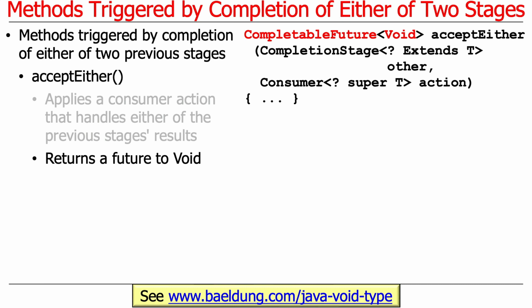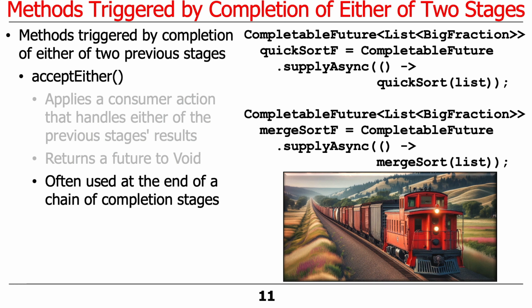This particular method returns a future to void, meaning that there's no value coming back. It's just a side effect. That's why we use a consumer. But you do get back a completable future, which you could join on if you want to wait for it to be done. There's other things you could do with it as well, of course. As with thenAccept that we talked about, this method can be called at the end of a chain of completion stages. So acceptEither is kind of like thenAccept, except you can have it be triggered when either of the two previous stages complete.